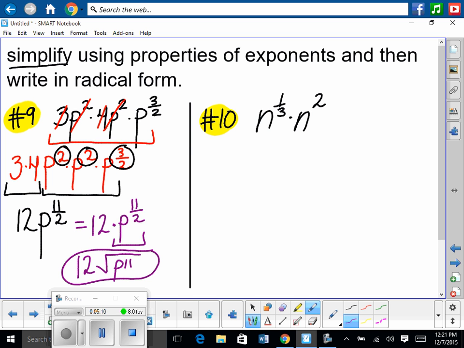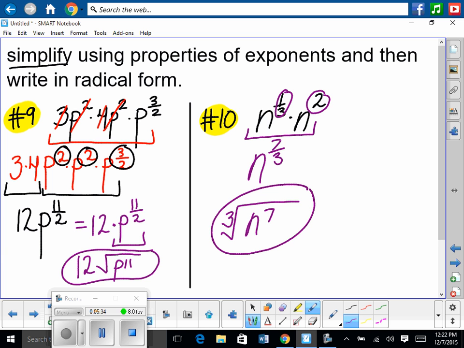With this next one, we have n to the 1/3 power times n squared. Now, when you multiply the same base, you add your exponents. 1/3 plus 2 is 7/3. You'll do your calculator, you'll get a decimal, change it back to a fraction, you get 7/3. So we have n raised to the 7/3 power. Then from there, we'll rewrite it with rational exponents. Roots are on bottom, so this is the cube root of n to the 7th power.